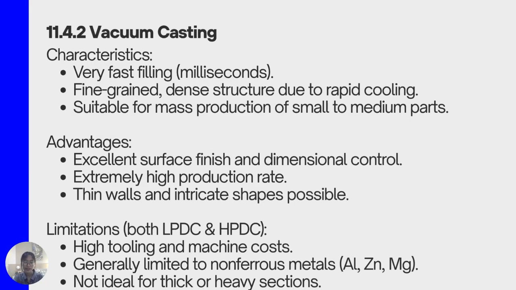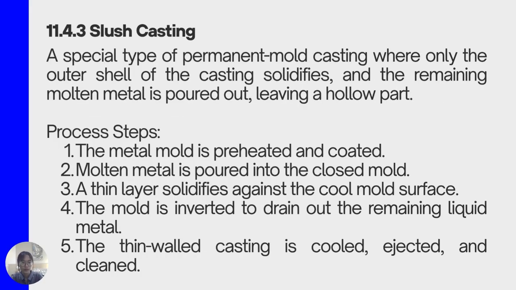Although equipment costs are high, vacuum casting offers excellent mechanical properties, minimal defects, and improved reproducibility, making it ideal for demanding applications. Slush casting is a special type of permanent mold casting used to produce thin-walled, hollow parts without the use of cores. The process begins by pouring molten metal into a preheated metal mold. After a short period, a thin shell of metal solidifies along the mold surface. The mold is then inverted, and the unsolidified molten metal is drained out, leaving behind a hollow shell. The result is a lightweight casting with smooth surface and detailed features.